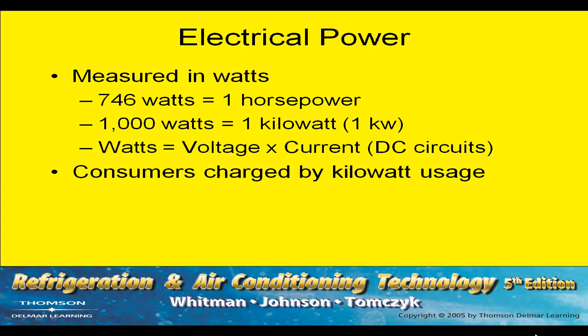Let's talk about power then for just a second. Electrical power is measured in watts. Kind of went over this already. 746 watts equals 1 horsepower. 1,000 watts equals 1 kilowatt. Watts equals voltage times current in DC circuits. We're going to base it on voltage times current. Consumers are charged by the kilowatt usage.